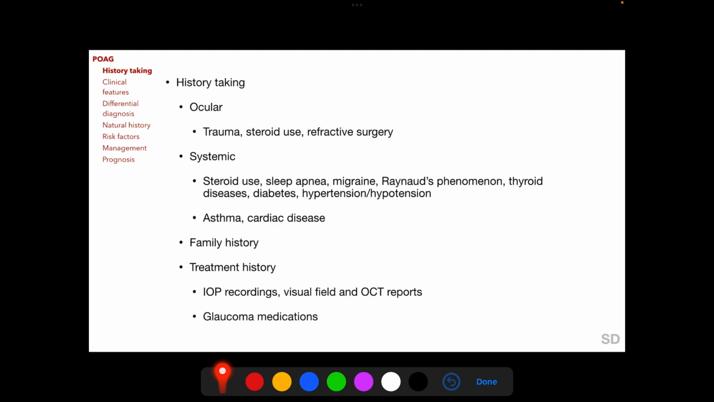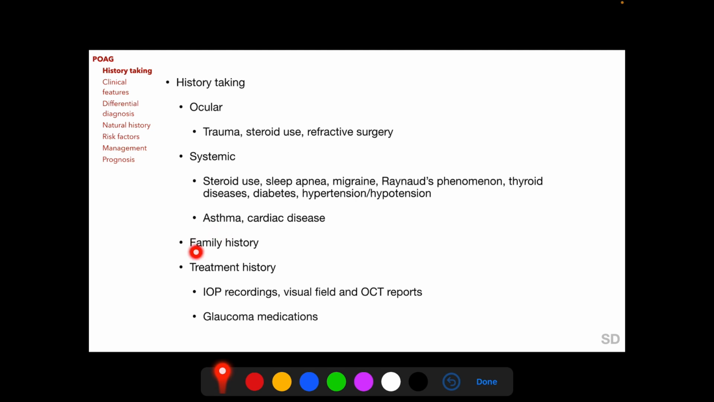In a patient with primary open-angle glaucoma or suspected to have primary open-angle glaucoma, certain features in the history are important. In the ocular history, we have to find out about any previous episode of trauma, steroid use, and refractive surgery. In systemic history, we have to find out about any previous systemic steroid use, sleep apnea, migraine, Raynaud's phenomena, thyroid diseases, diabetes, and hypertension or hypotension. We have to also inquire about asthma and cardiac disease because presence of these conditions have implications in the choice of the drug we select to lower intraocular pressure in these patients.